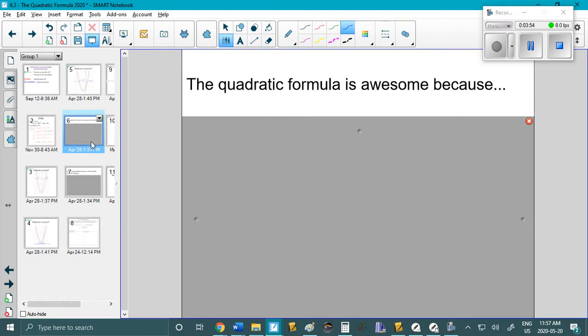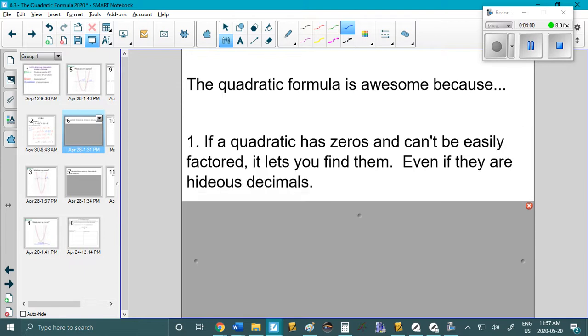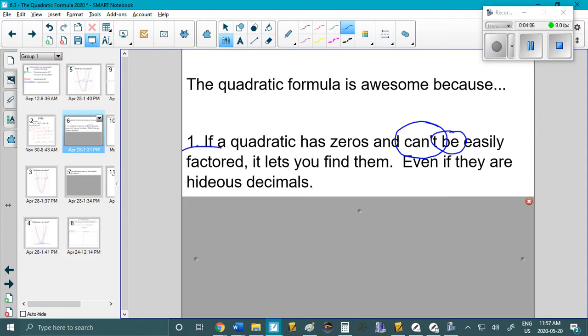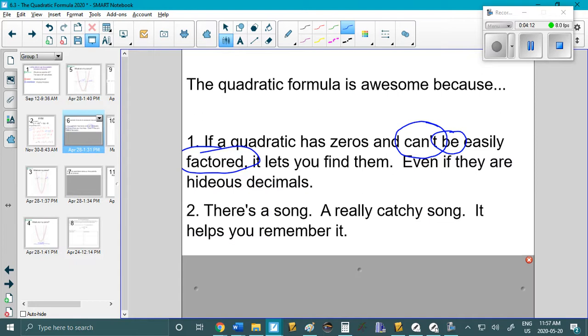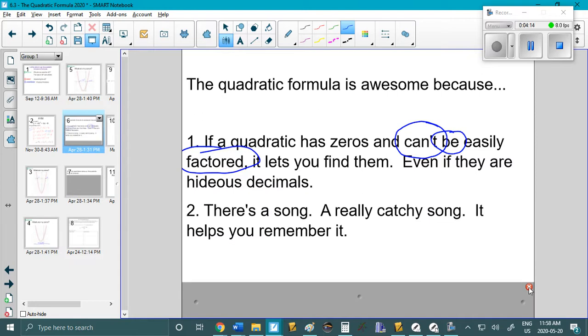So let me tell you about the quadratic formula before I have you watch the video. The quadratic formula is awesome because if a quadratic has zeros and can't be factored, or can't be easily factored, it lets you find them, even if they're hideous, ugly decimals. There's a song, a really catchy song that helps you remember it.